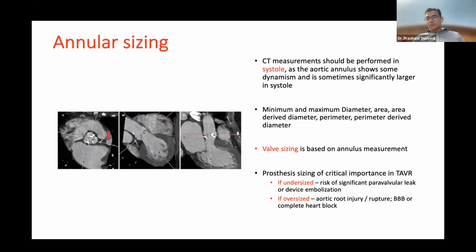If it's oversized, there might be aortic root injury, rupture, bundle branch block, or complete heart block. If it's undersized, there might be device embolization or paravalvular leak. So that's why the valve sizing should be perfect. So how to decide the annulus plane?